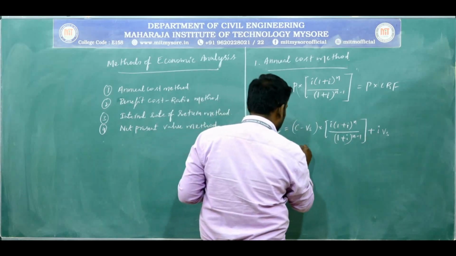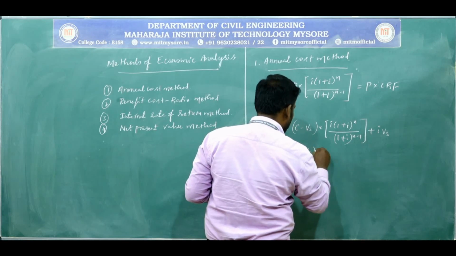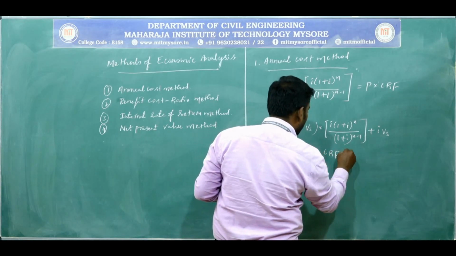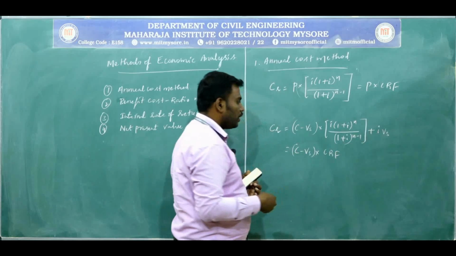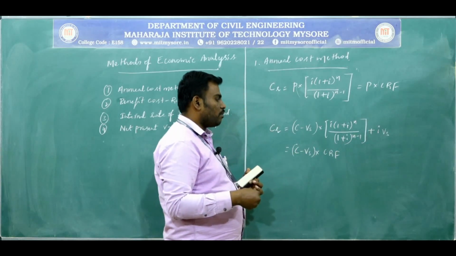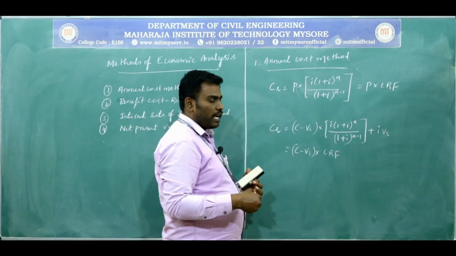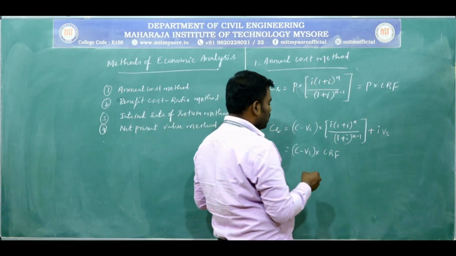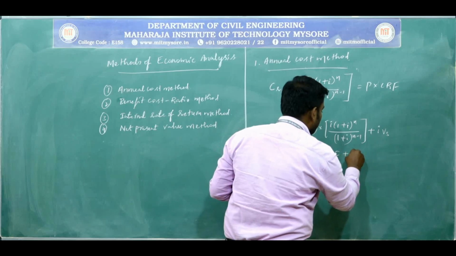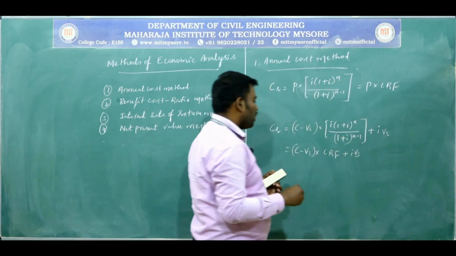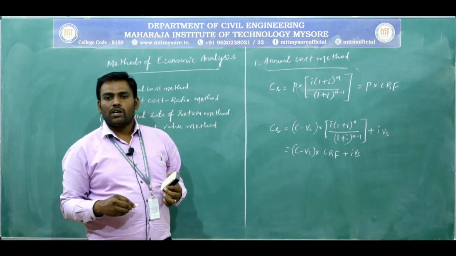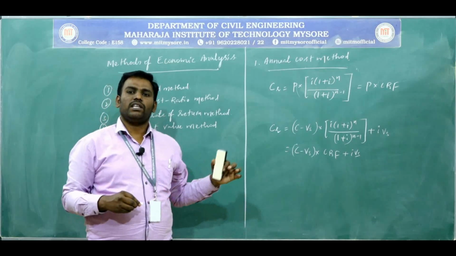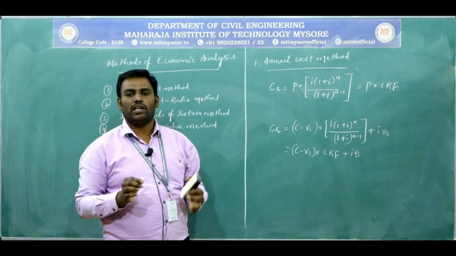This we can write as (C minus Vs) multiplied by CRF, because the term I (1 plus I) to the power of n divided by (1 plus I) to the power of n minus 1 is equal to CRF, the capital recovery factor. Then (C minus Vs) into CRF plus I into Vs will give the annual cost of improvement if the salvage value is given for the particular item.